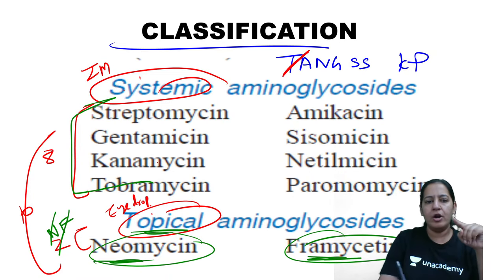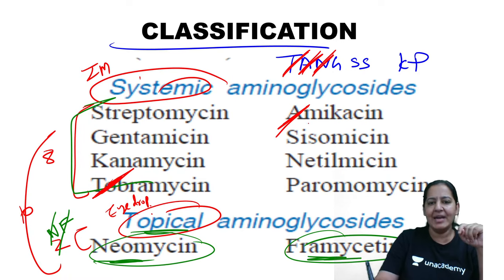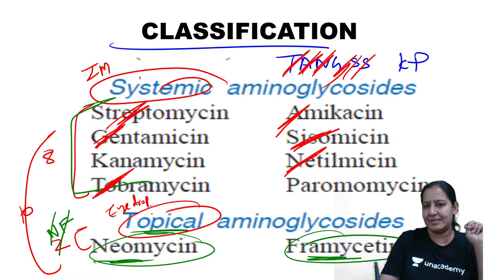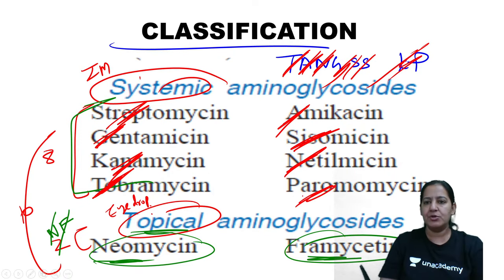T for tobramycin. A for amikacin. N for netilmicin. G for gentamicin. There are 2 S: streptomycin and sisomicin. K is kanamycin. And P is paromomycin. So TANGSSKP.